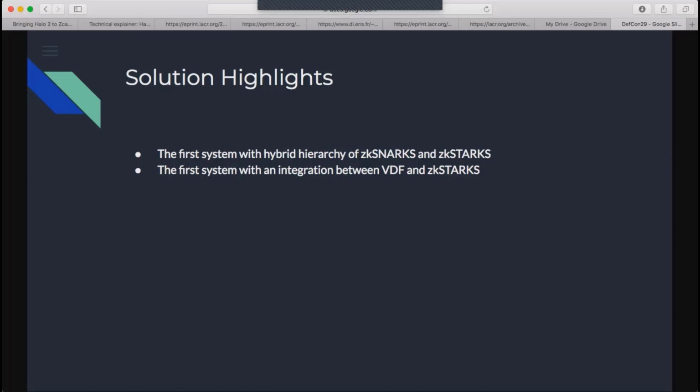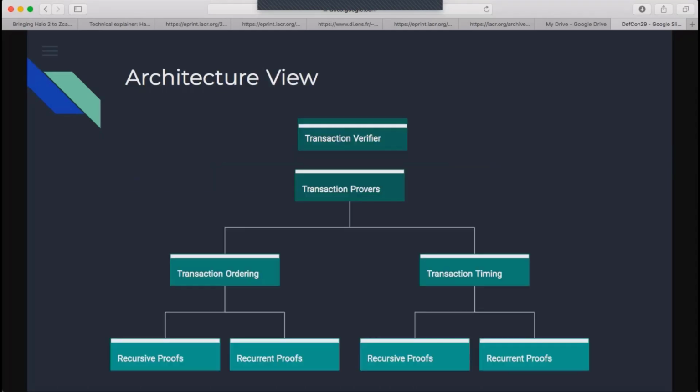And let me quickly take you to the architecture diagram of our proposal. This diagram shows you how we are going to leverage recursive proofs and recurrent proofs. On one side we are doing transaction ordering, on the other side transaction timing. This helps us create a very versatile prover, which can make sure that the transaction is coming from a real node, not from a spy node or an adversarial node, and then it can be verified by a verifier. So all our changes are happening in the prover, not on the verifier side. Hence, we are expecting that this will be an interoperable system for multiple kinds of ZK Snark and ZK Stark. But this is our early research. We have a lot more to work on in this area.